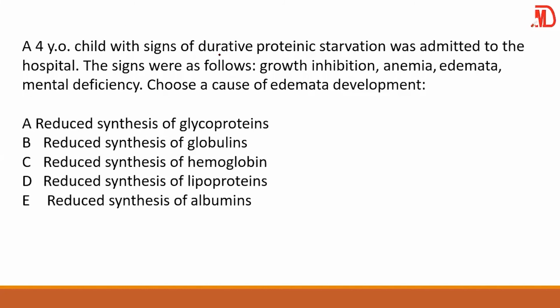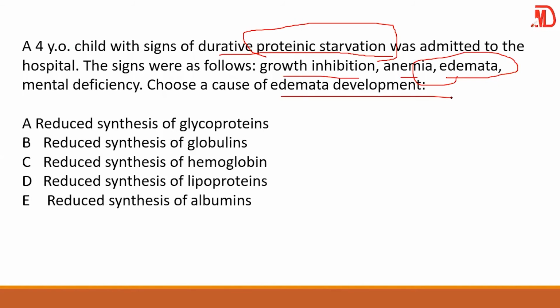We have a four-year-old child with signs of protein starvation. So we are starving of proteins. The signs were as follows: growth inhibition, anemia, edema. Choose the cause of edema formation. So first of all, edema occurs when there is low oncotic pressure and increased hydrostatic pressure. Increased hydrostatic pressure means a lot of fluid in the tissue or organ of discussion.